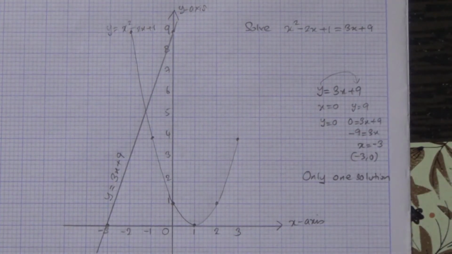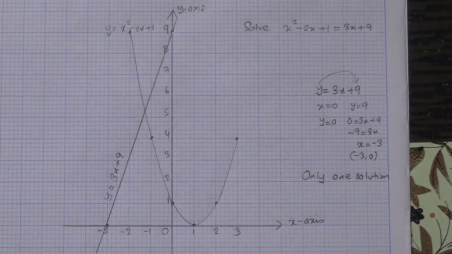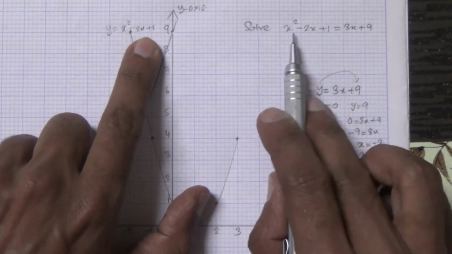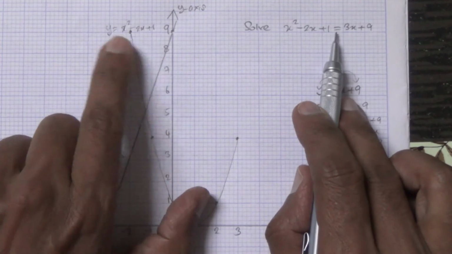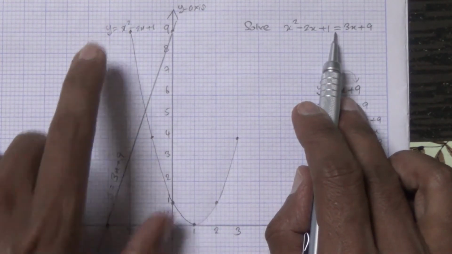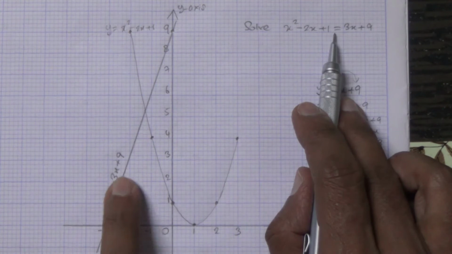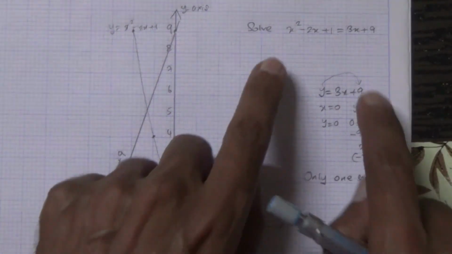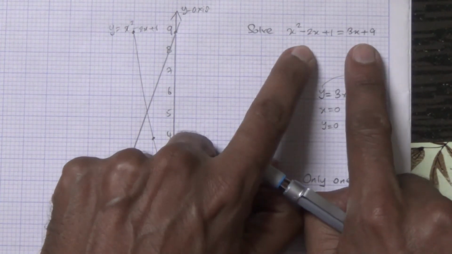Now if you look at this carefully, this is the equation of the curve. Look here, x squared minus 2x plus 1 is equal to y, and y is this, 3x plus 9, and here is 3x plus 9. So again, we're trying to solve this equation.